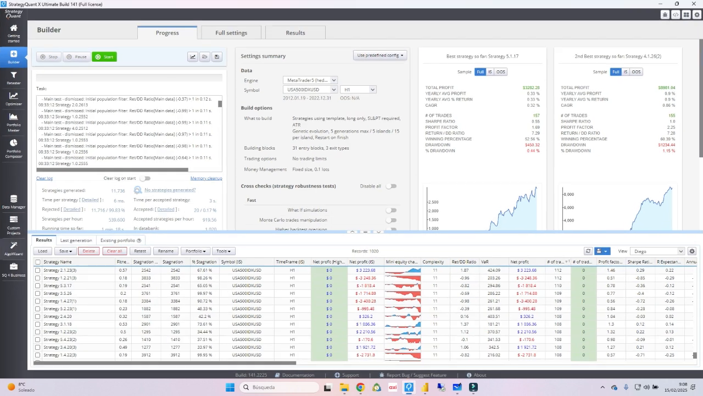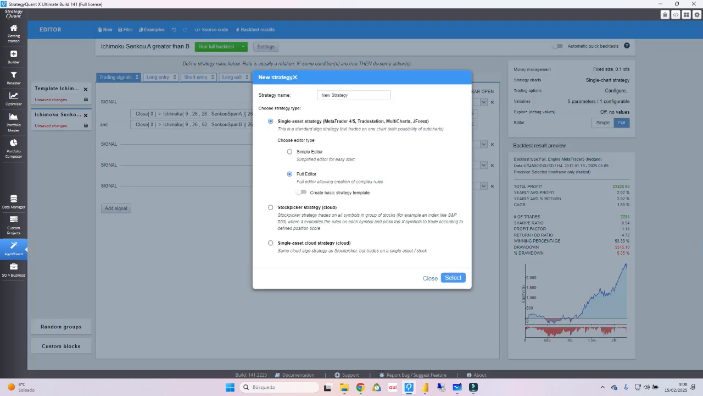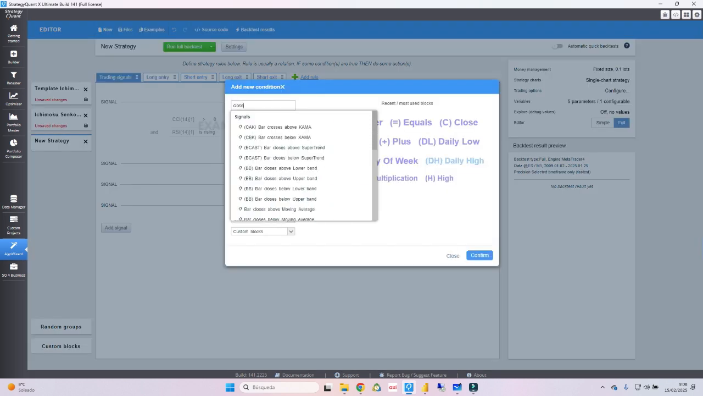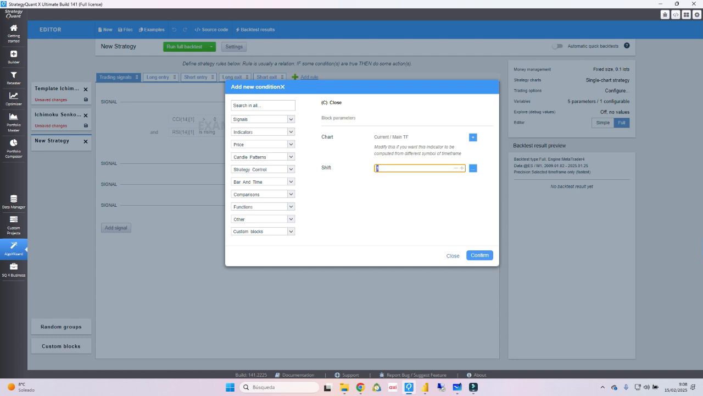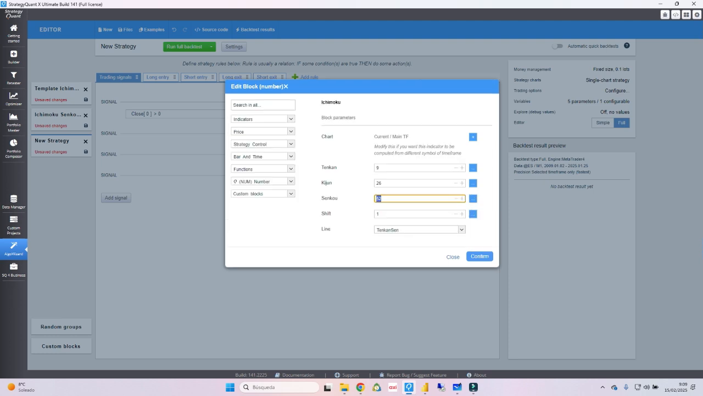In StrategyQuant, you go to Algo Wizard. Let's do this from the beginning. I'm gonna do new strategy, full editor, create basic template. I'm gonna add my first condition, which is close shift 0. It means that we are in the current candle, greater than the Ichimoku Senkou. We said 26, right? And the shift is 26, and we set the span A.